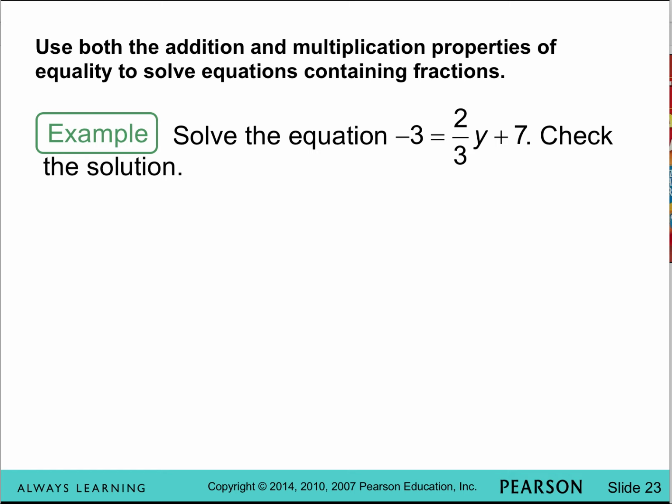Okay, first step, if it's an equation, I can get rid of that fraction. Least common denominator, the only denominator is a 3. So let's multiply every term by 3 again. Now I have negative 3 times 3 is negative 9. But right here, this 3 and this 3 can divide out, so all that's left is 2 times y. And then 7 times 3 is 21.